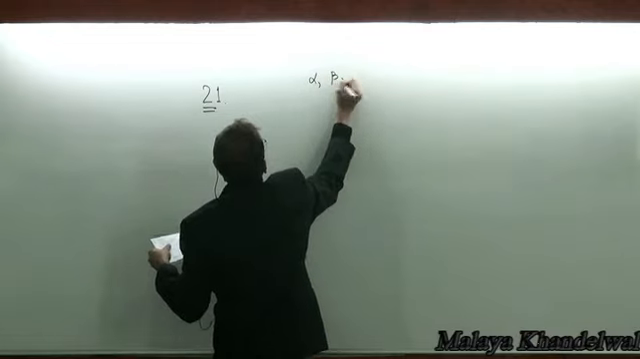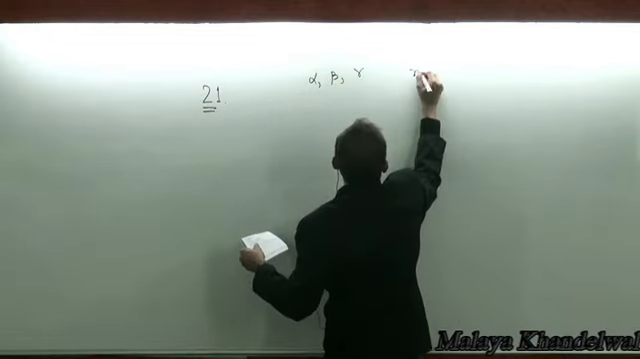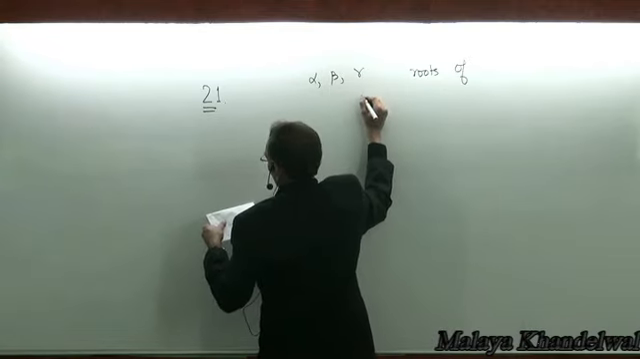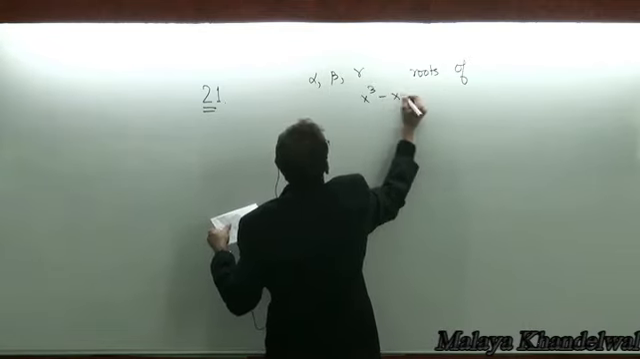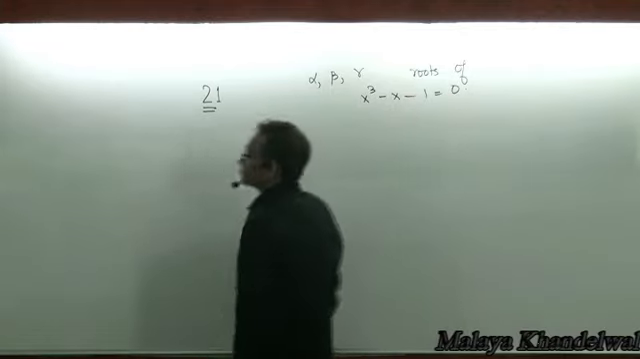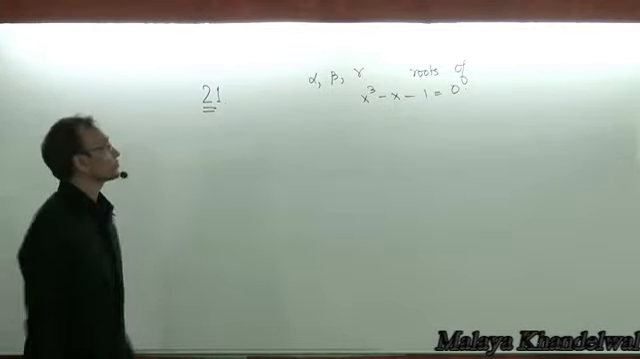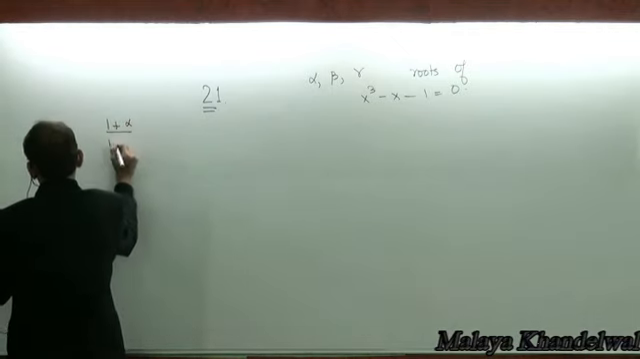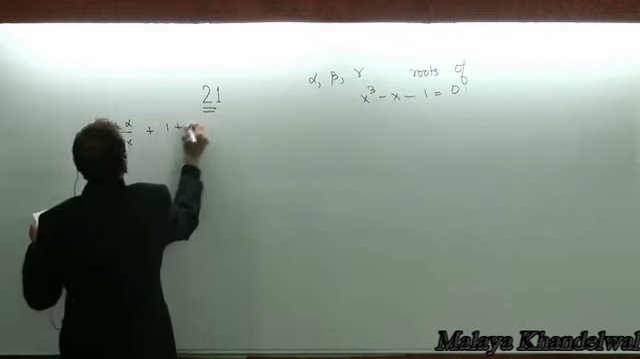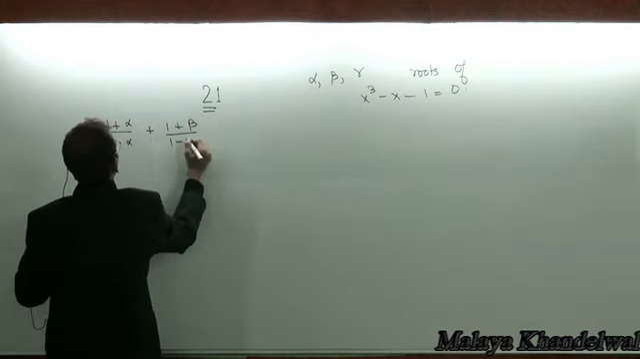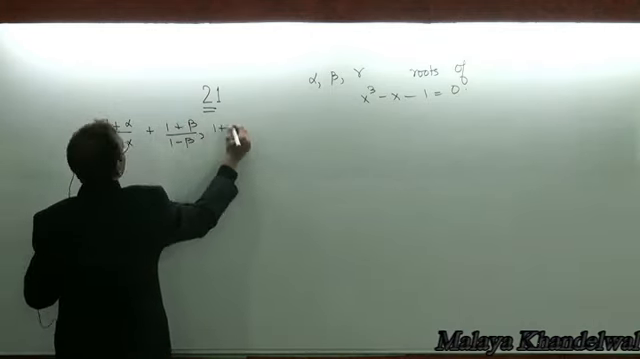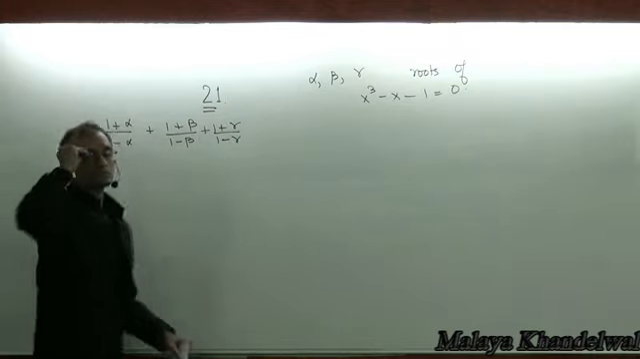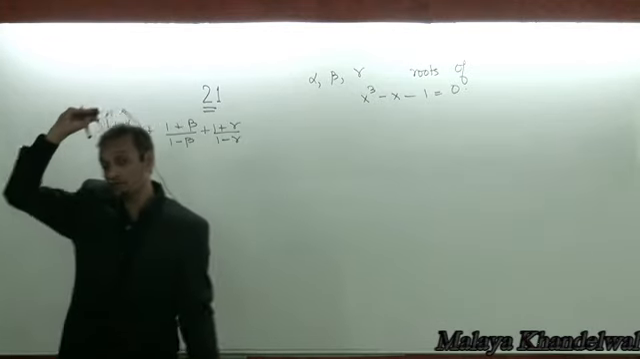Question 21. Alpha, beta and gamma are the roots of x cube minus x minus 1 equal to 0. We want to find 1 plus alpha by 1 minus alpha plus 1 plus beta by 1 minus beta and 1 plus gamma by 1 minus gamma. We want to find the value of this. This is what we want to find.